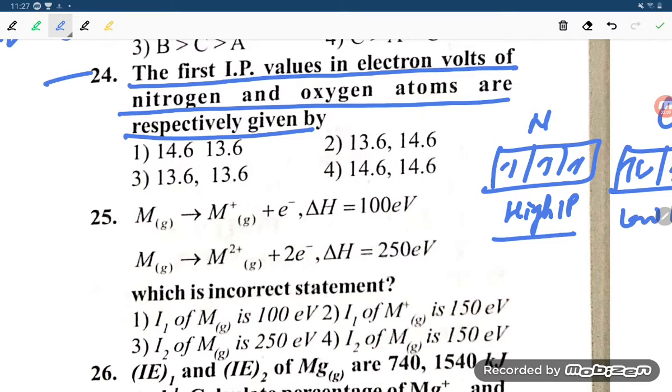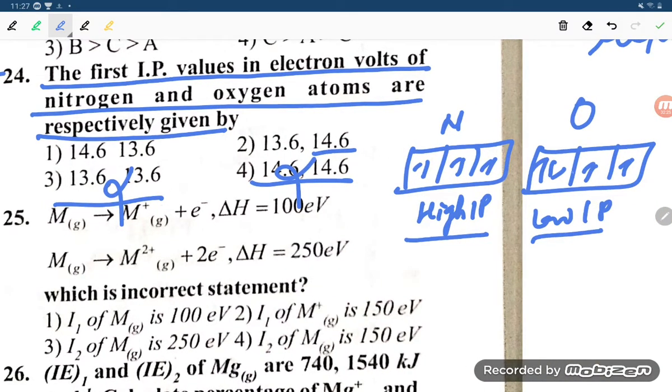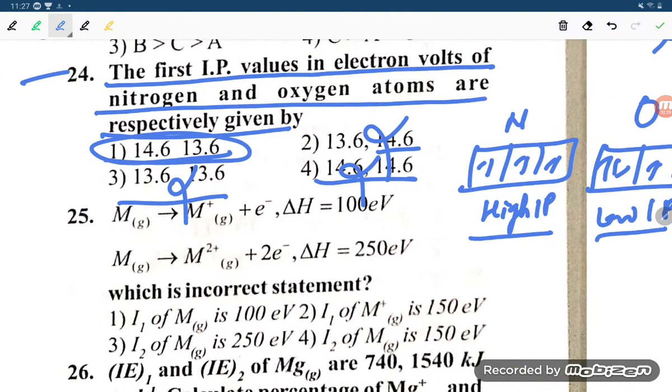So which option is correct? Equal is not possible. 13.6 is not possible. Now, student, oxygen can't be more. Both being equal is not possible. Oxygen cannot be more, student, it is low because of the unstable configuration. So this is also wrong. So the correct option is option number 1.